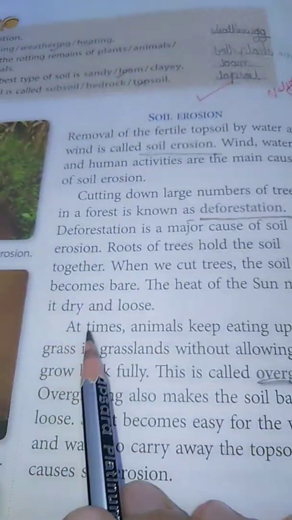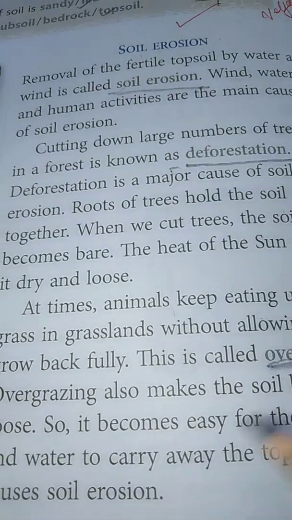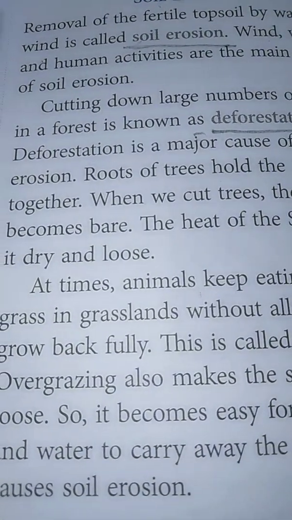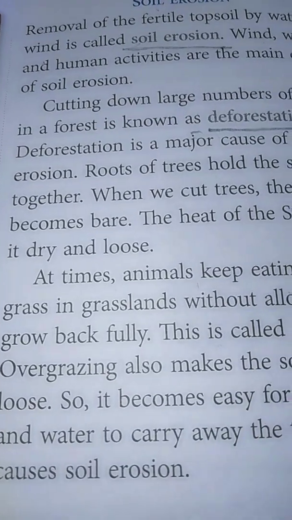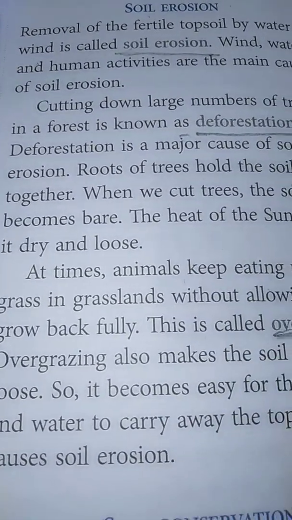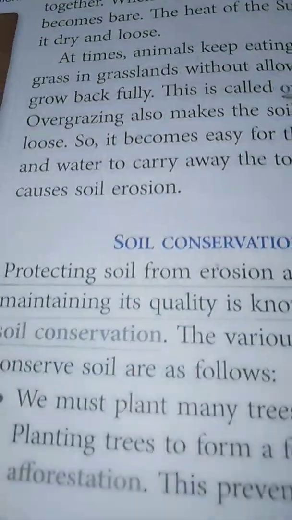And the other reason is overgrazing. Overgrazing means animals keep eating the grasslands and do not allow them to grow back fully. When animals go to the grasslands and eat all the grasses and all the small plants and do not allow them to grow back fully, then again the soil becomes bare and loose and it gets blown away by the wind and water.